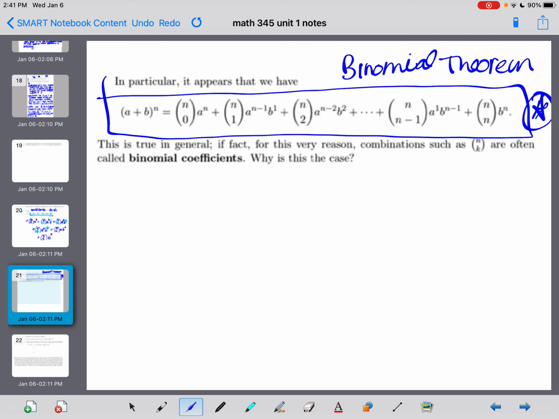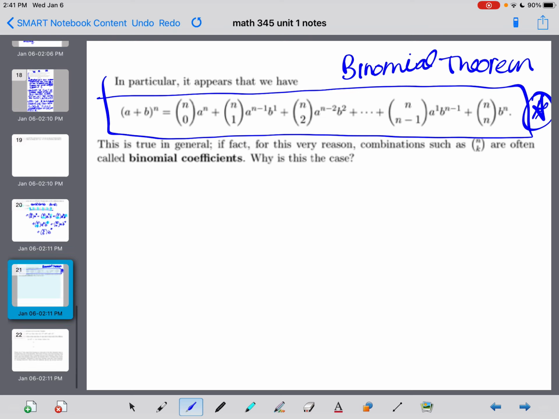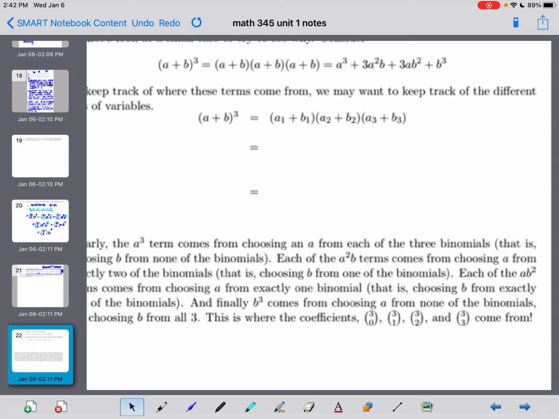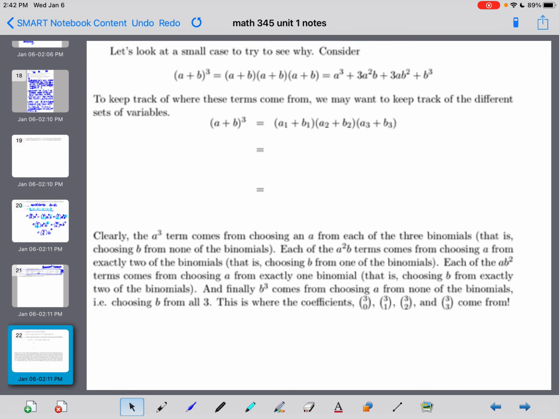Okay, so why is this the case in general? It can be helpful to look at a smaller example to see why this is happening. Why, when you expand out a plus b to the n, do the coefficients end up being these n choose somethings, these combinations of n choose something? So let's see if we can figure that out using a specific example. I'm going to look at a plus b to the 3rd power. Remember, a plus b to the 3rd power just means 3 copies of a plus b multiplied together.